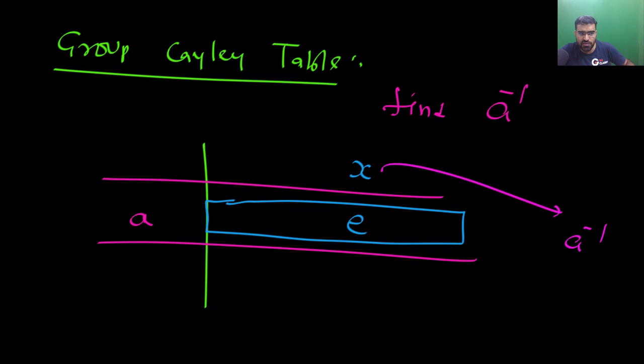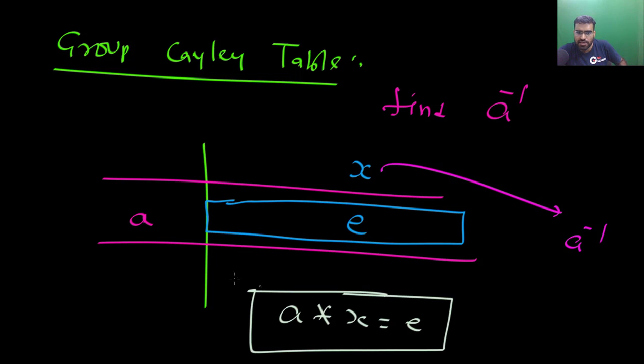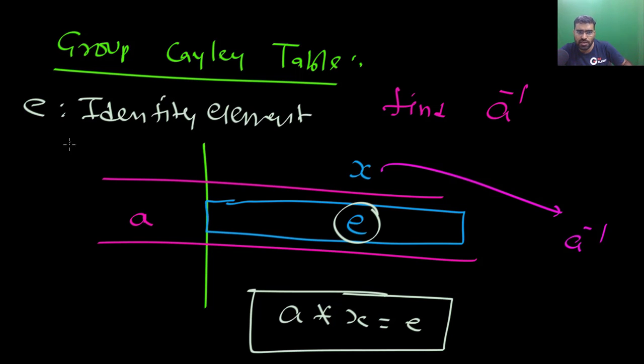Why is this A inverse? The reason is simple: because A star X is equal to E. Let me assume E is the identity element. So if E is here, then you can notice A star X is equal to E. And if A star X is equal to E, then simply A inverse is equal to X, and X inverse is equal to A. So very simple.